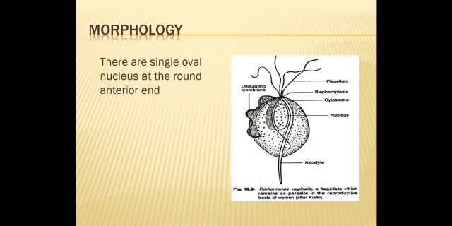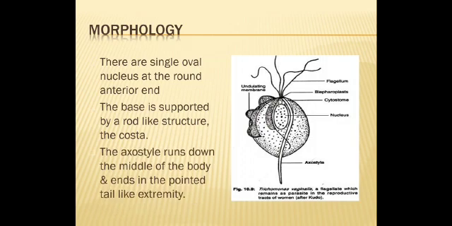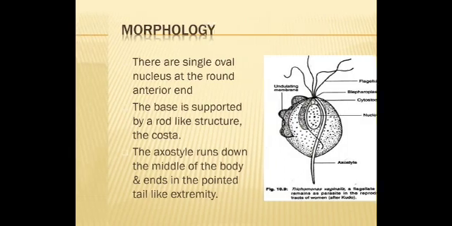Single oval nucleus at the anterior end, and the base is supported by a rod-like structure called the costa, which comes out as the axostyle, and a tuft of flagellae are seen at one end. The axostyle runs in the middle of the body and ends in a tail at the extremity.